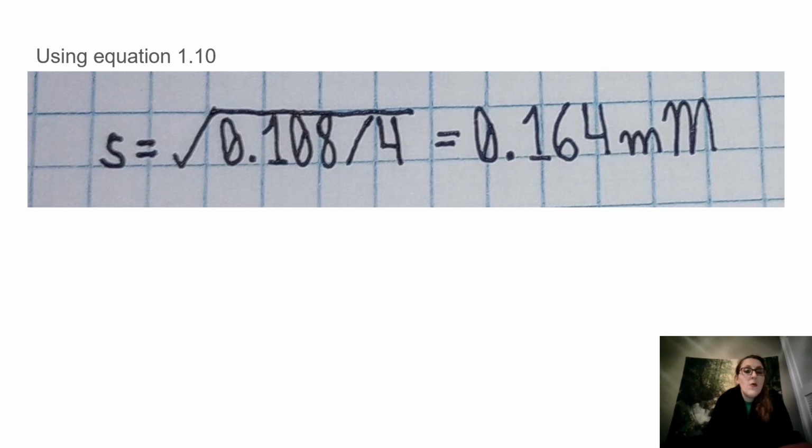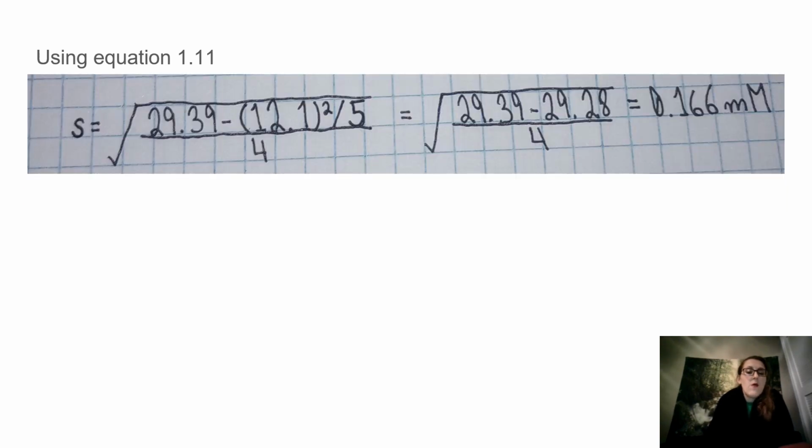Using equation 1.10, we get standard deviation equals the square root of 0.108 divided by 4, which equals 0.164 millimolar. Using equation 1.11, standard deviation equals the square root of 29.39 minus 12.1 squared divided by 5, all divided by 4, which equals the square root of 29.39 minus 29.28, all divided by 4, which gives us 0.166 millimolar.